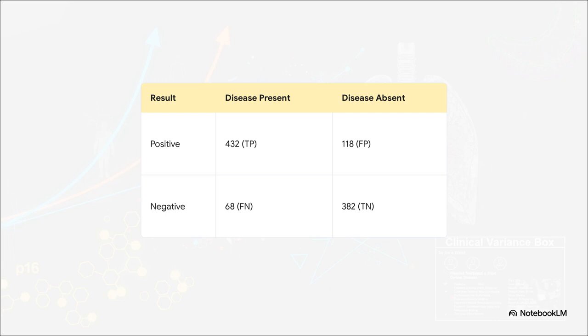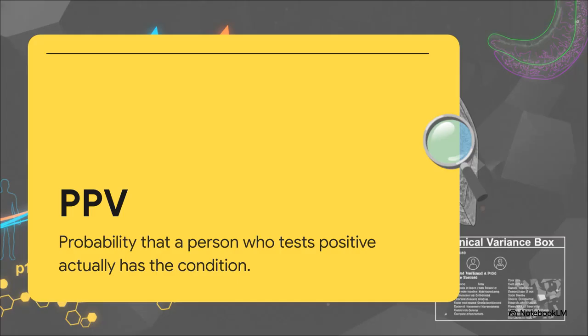We have 432 true positives and 118 false positives, and on the negative side, 68 false negatives against 382 true negatives. When your patient sits across from you, looks you in the eye, and asks, "I tested positive, but do I actually have the cancer?" They aren't asking for sensitivity or specificity.